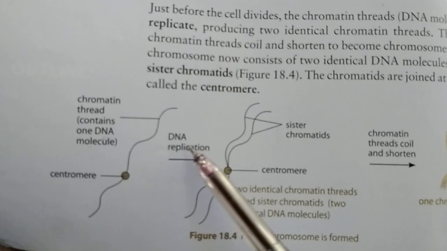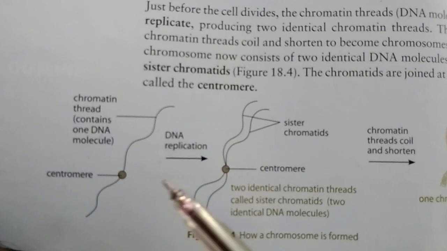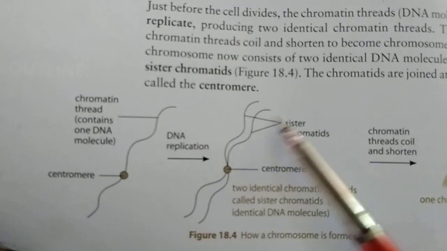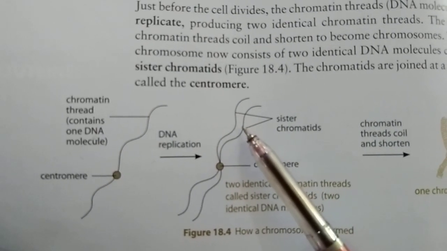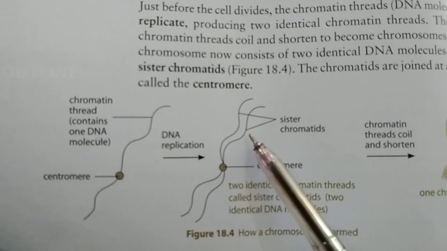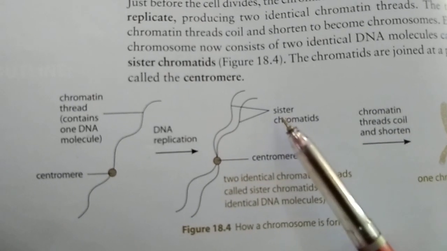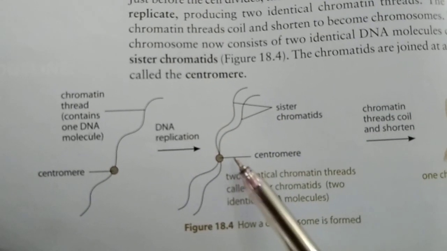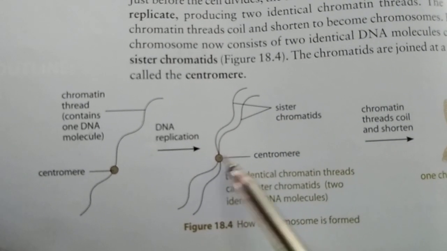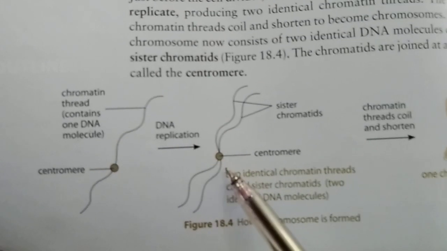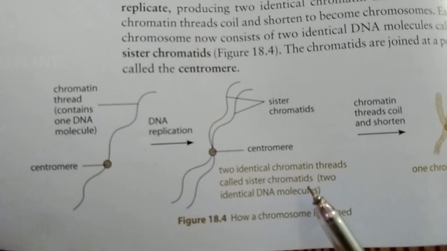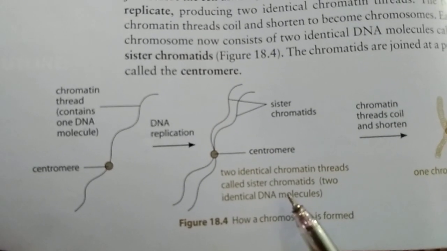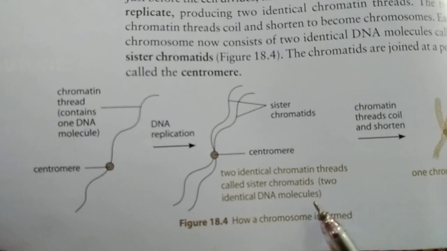Now DNA replicates and creates an identical thread, so there are two parts, and these are called sister chromatids. The center part where these threads are joined is called the centromere. Two identical chromatin threads are called sister chromatids, two identical DNA molecules.